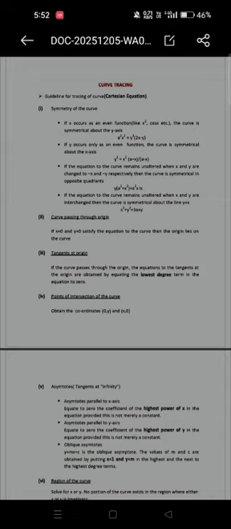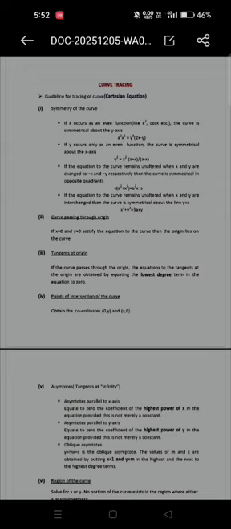For example, y a square plus x square equal to a square x. Then if the equation of the curve remains unaltered when x and y are interchanged, then the curve is symmetrical about the line y equals x, such as x cube plus y cube equal to 3axy.